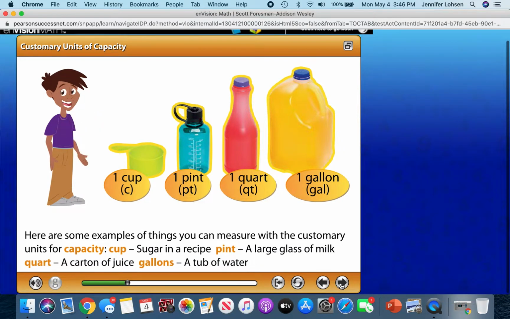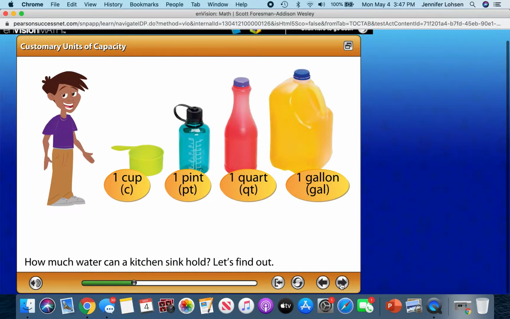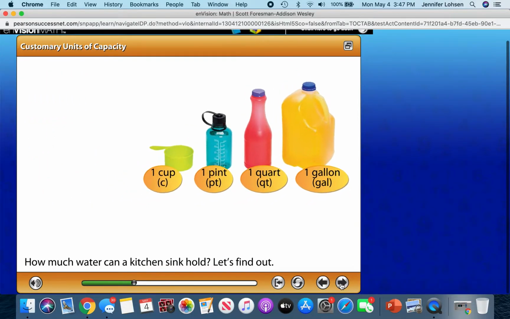Here are some examples of things you can measure with the customary units for capacity. Cup, sugar in a recipe. Pint, a large glass of milk. Quart, a carton of juice. Gallons, a tub of water. How much water can a kitchen sink hold?